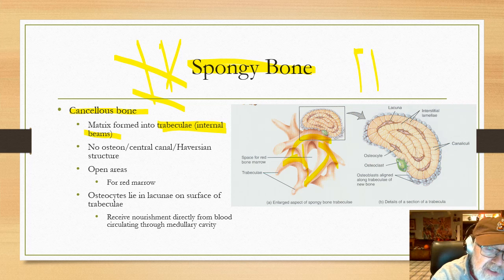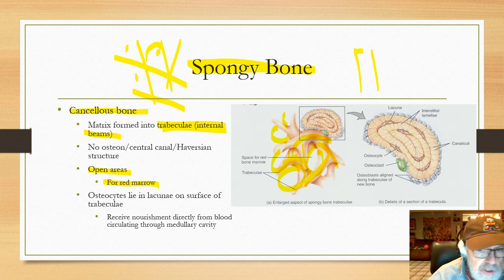And then what fills the inside between all these struts is all the marrow, either yellow marrow or red marrow, wherever it might be. Okay, so those open areas are for red marrow, or at the ends of some long bones in adults, and yellow marrow in the other areas. But there's no osteon, there's no core-like structure that we find, just all these struts of bone that are made. Okay, and that's what we see with spongy bone. I think that's probably all you really need to know.